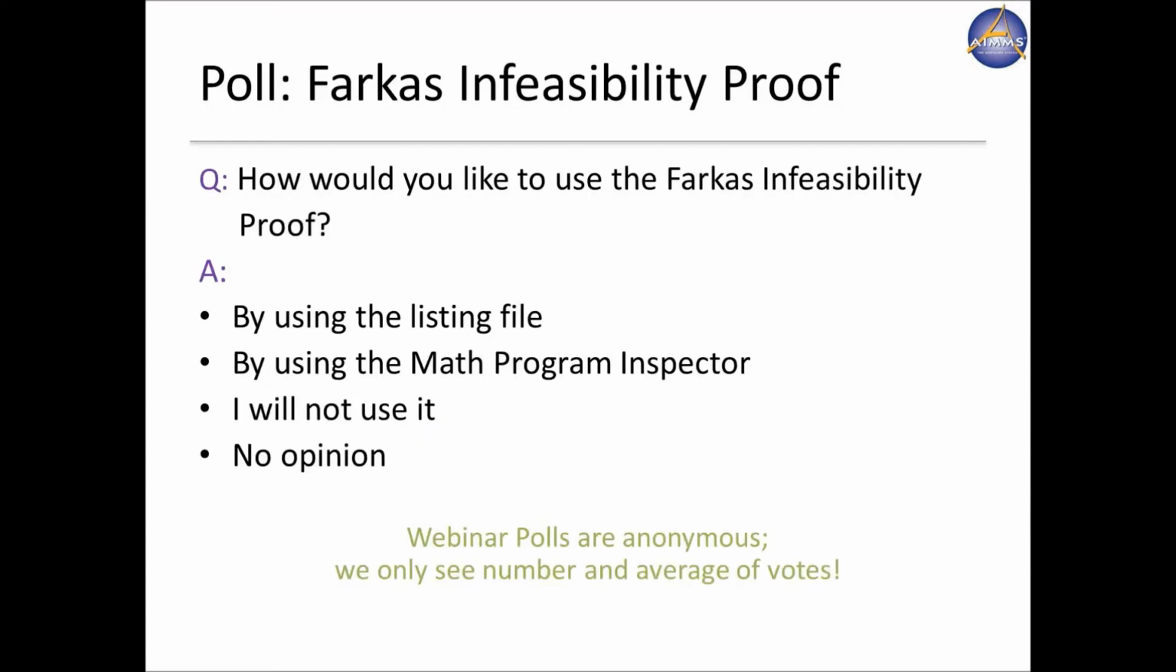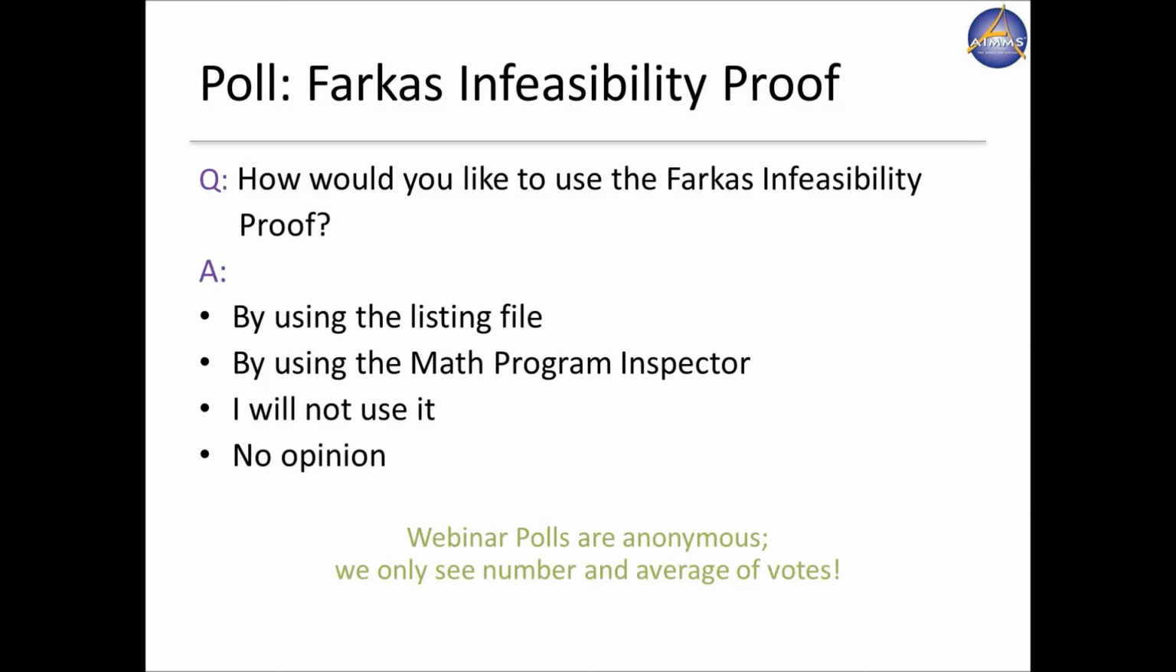I noticed that using the Farkas infeasibility proof is not extremely user-friendly currently in AIMMS, because you have to use the row values, and you have to inspect the constraint level values. This is not always very easy to do. So we would like to ask whether you would be interested in having a better method to use the Farkas infeasibility proof.